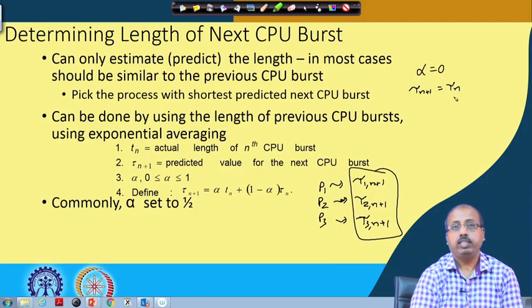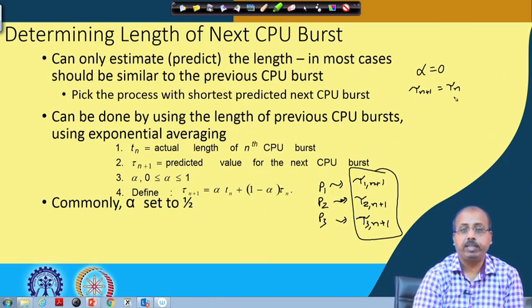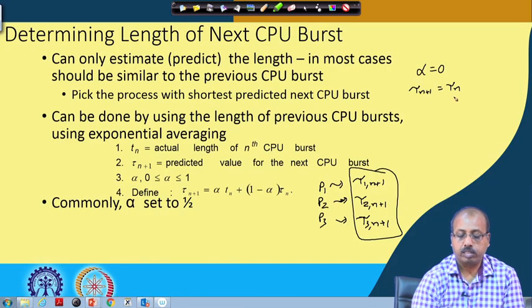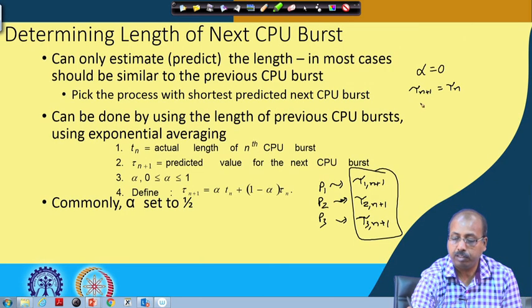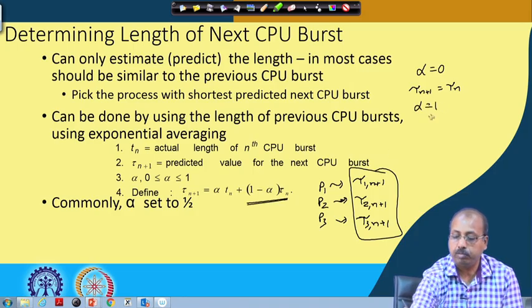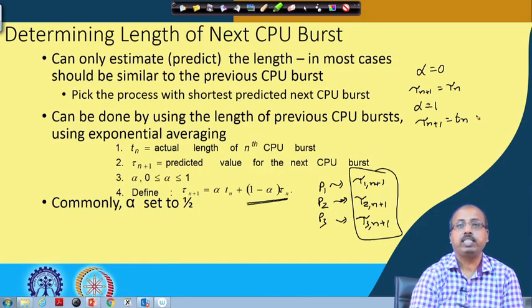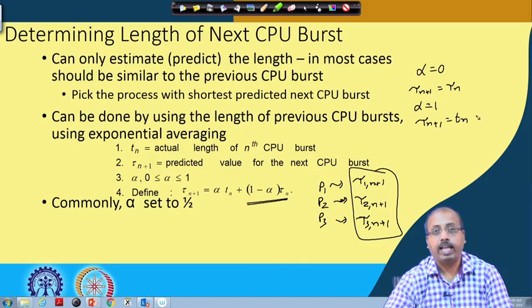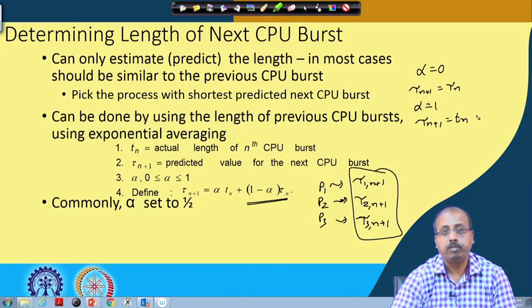Okay. So, whatever you have as the initial prediction, that continues. So, the history does not have any effect on the prediction of the next CPU burst. Whereas, if you take alpha to be equal to 1, then this part does not have any effect, and we have got tau n plus 1 is equal to T n.